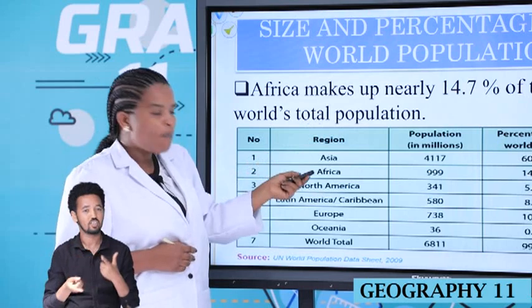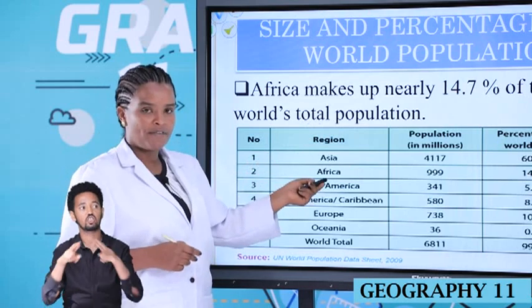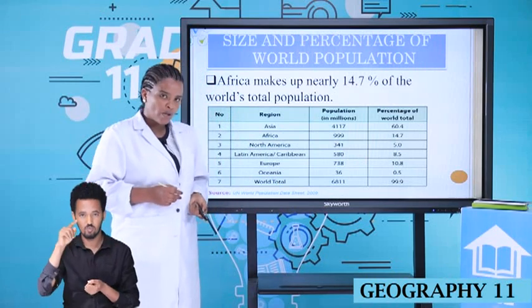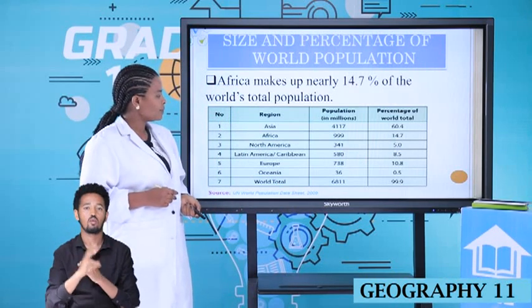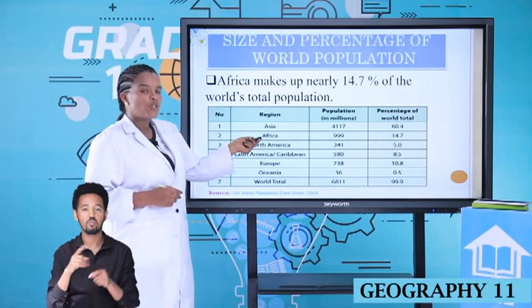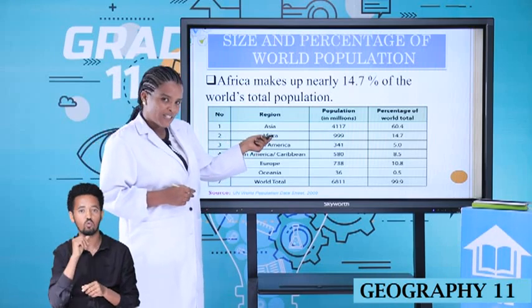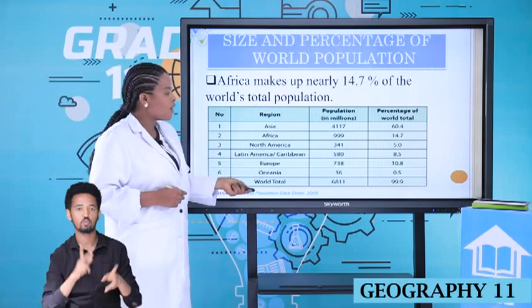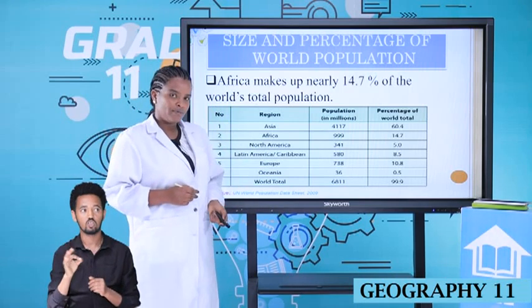The second most populous region of the world is Africa. It accounts for 14.7% of the world population. But Africa is not densely populated because of its large size. The smallest population is found in Oceania.